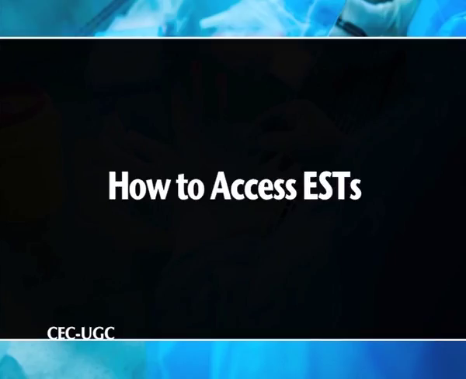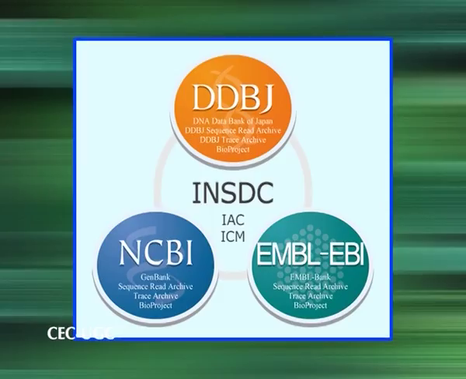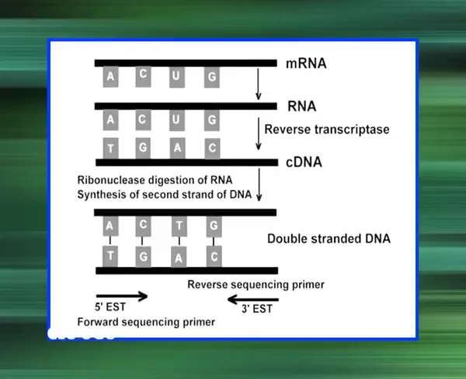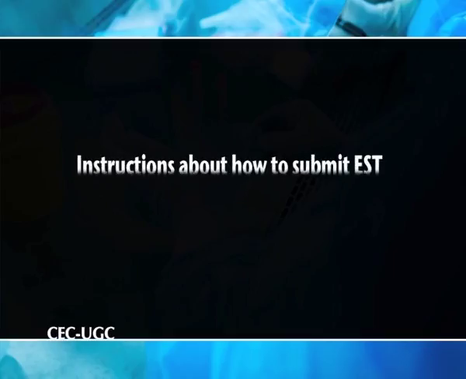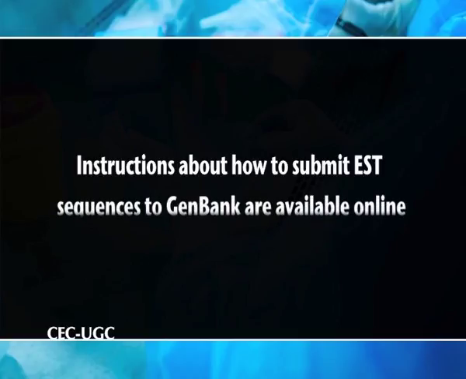Dear students, let's now discuss how to access ESTs. ESTs are submitted to all three international sequence databases, that is GenBank, European Molecular Biology Laboratory, and DNA Databank of Japan, under a data sharing agreement. ESTs can be accessed through all of these databases regardless of where the sequence was originally submitted. The same ESTs are also available from the NCBI's dbEST, the database of expressed sequence tags. Instructions about how to submit EST sequences to GenBank are available online.